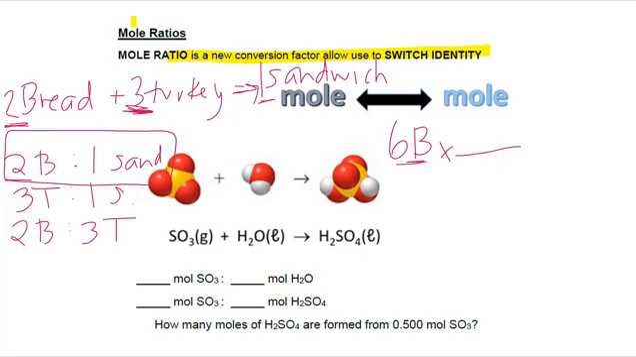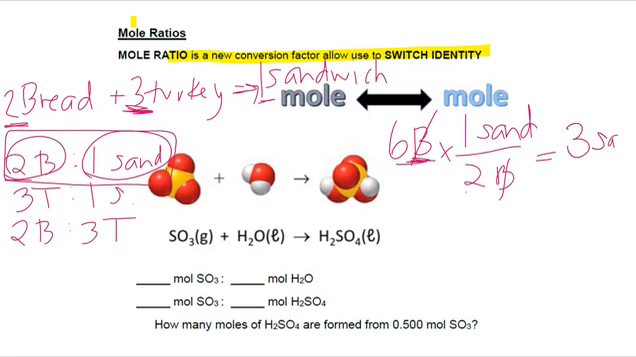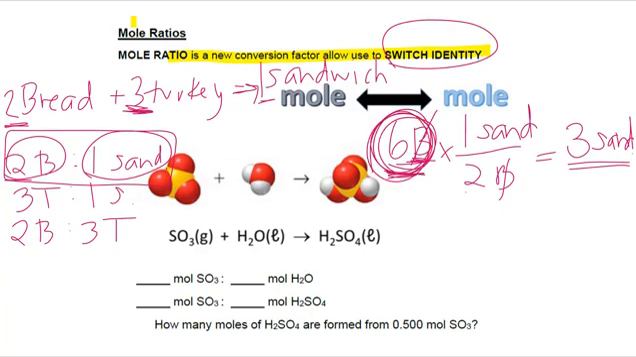Now, to get rid of bread, B, I need to have bread on the bottom. So my 2 breads would go down here for my 1 sandwich on top. So my breads cancel out. So I would do 6 times 1 is 6. 6 divided by 2 is 3 sandwiches. So I switched identities. I was given breads, and I was able to go from breads to sandwiches. That is what this mole ratio is going to tell us.